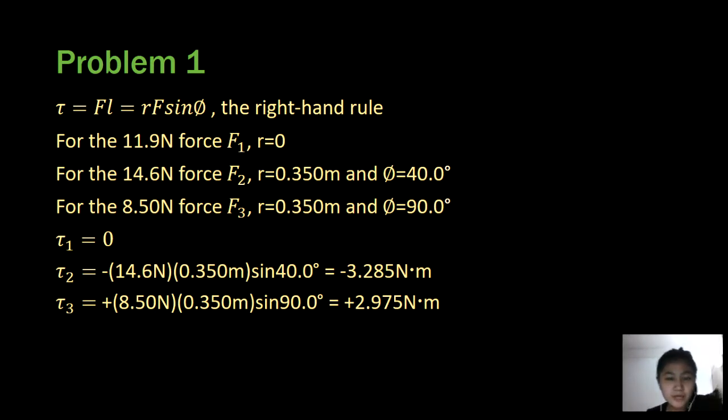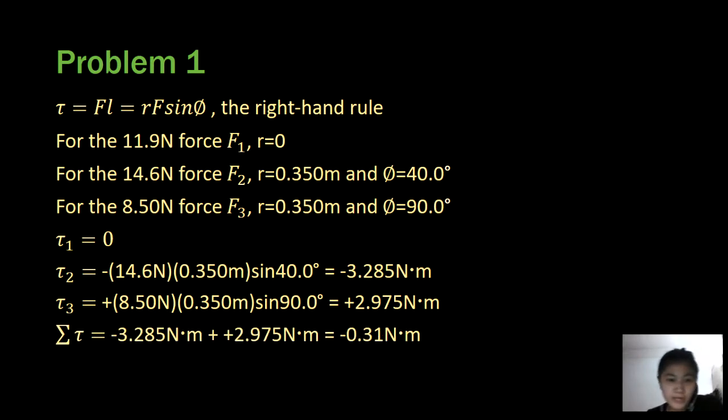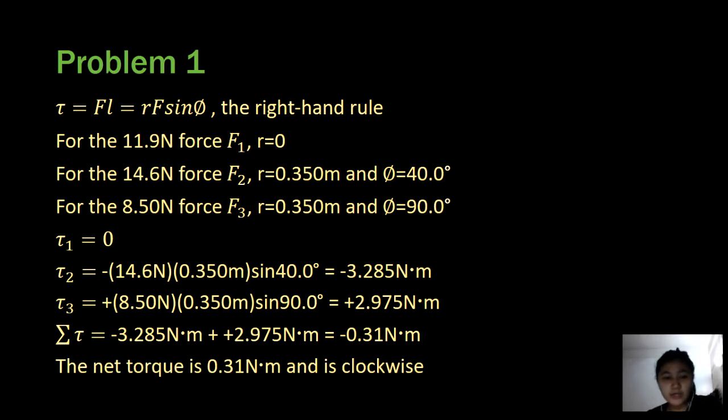The problem is asking for the net torque, so we get the summation of the three torques. Negative 3.285 newton meters plus 2.975 newton meters gives us negative 0.31 newton meters. So the net torque would be 0.31 newton meters. Since the value is negative, we know that the rotation of the wheel is clockwise. So we're done with problem 1. Let's proceed to problem 2.